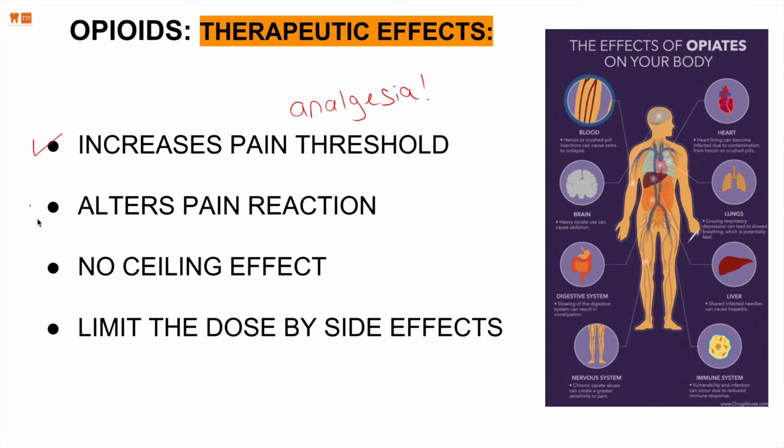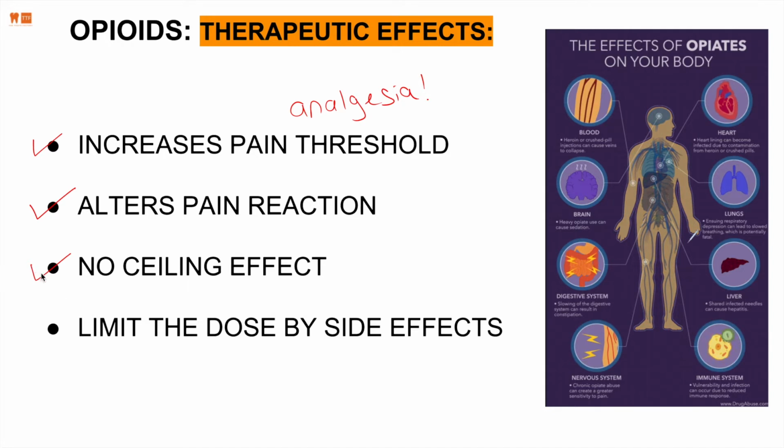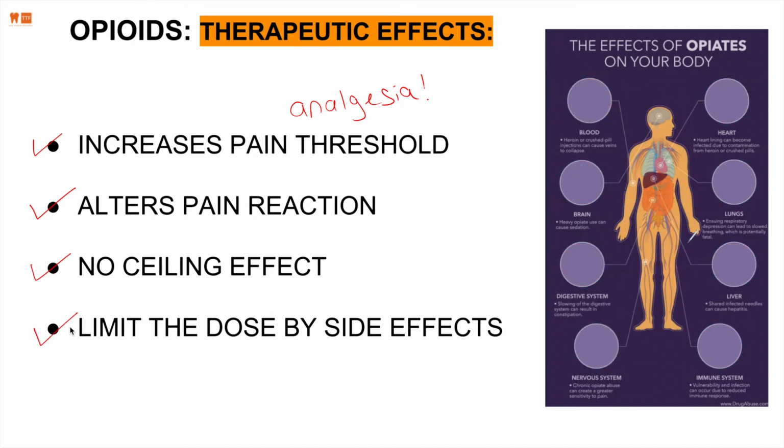And then it alters the pain reaction, so you don't really scream, you just feel the pain. No ceiling effect, which means it just keeps going until it depresses your central nervous system completely. There is no cap on it. We have to cap it by dosages that we will talk about. And here it is: limit the dose by side effects. Basically, if the side effects begin to occur, that's where we stop increasing the dose of opioids. These are the therapeutic effects.